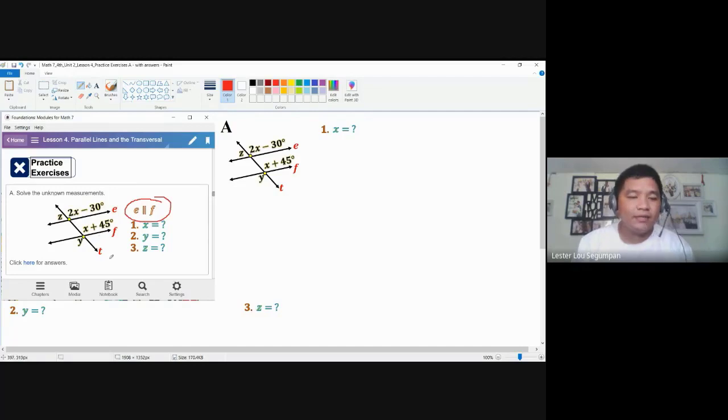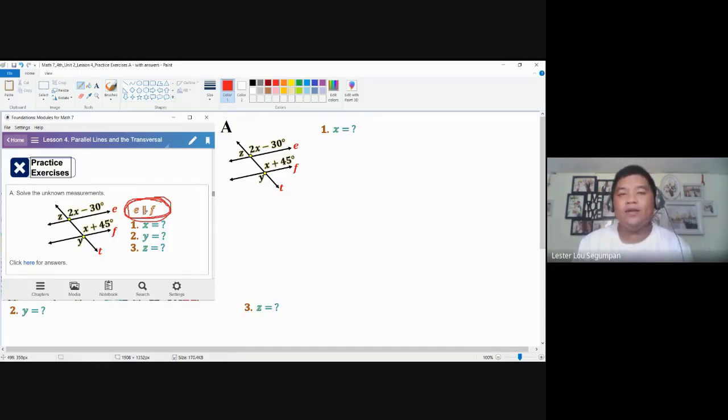In this given figure, line T is considered to be a transversal line as it cuts, passes, intersects two different lines, line E and line F, at two different points. But if there is no given that they are parallel lines, we cannot actually solve any of the measurement here. Probably we could solve others, but not necessarily all, right? So since we have a claim here for this practice exercise, we can now use any of those relationships.